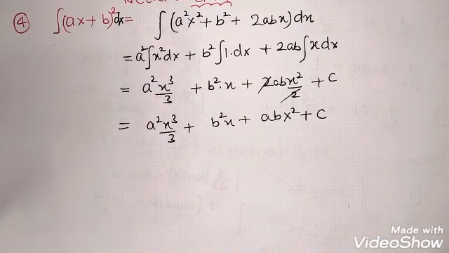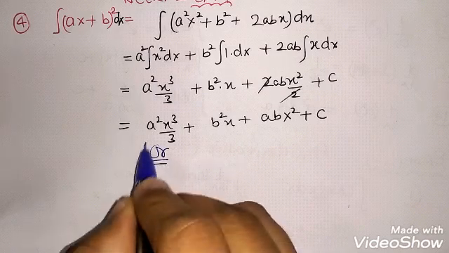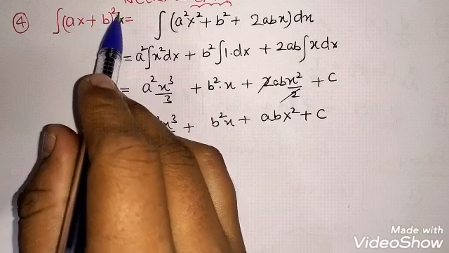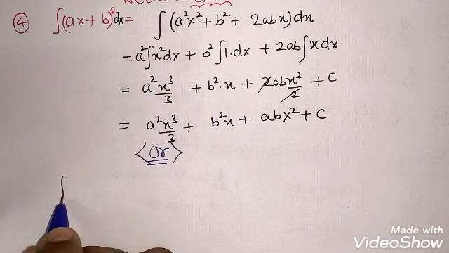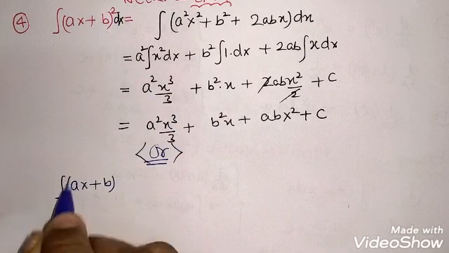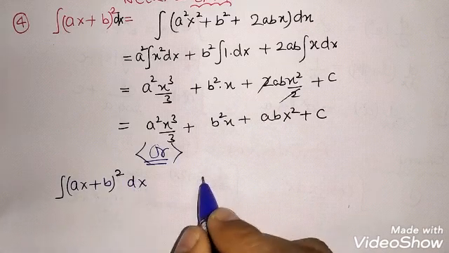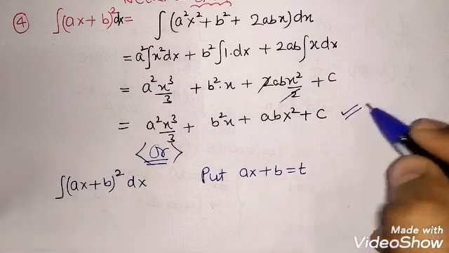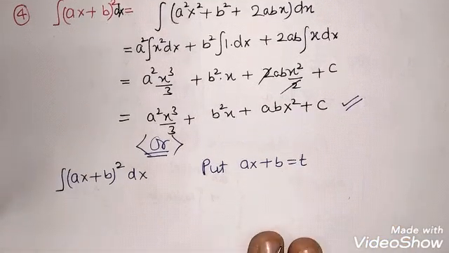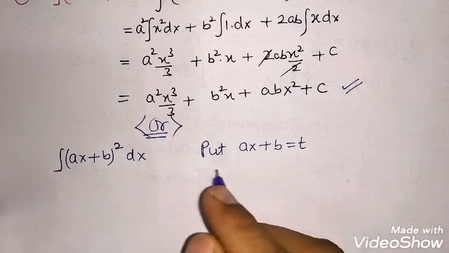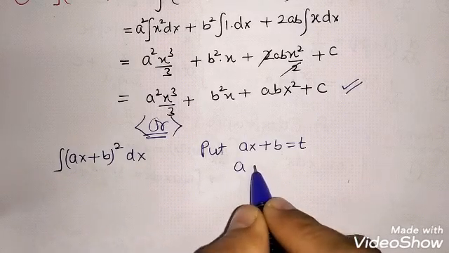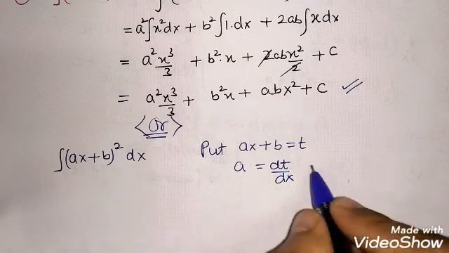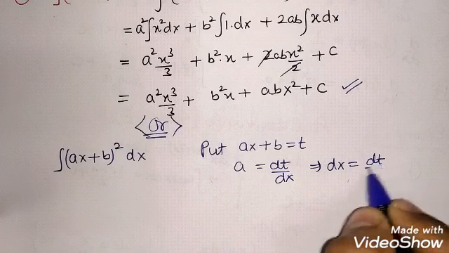By the second method, I am also doing the other method for you. In the other method, you integrate ax plus b whole square dx by putting ax plus b equal to t. You can do this by substitution as well. Differentiating both the sides with respect to x, we get a plus 0 is equal to dt upon dx, so dx is equal to dt upon a.